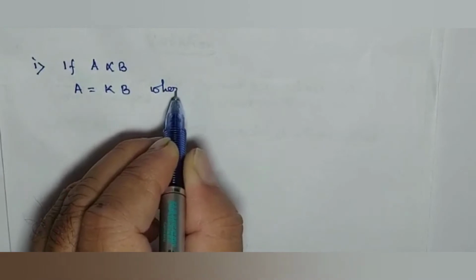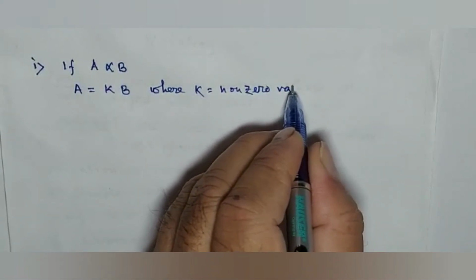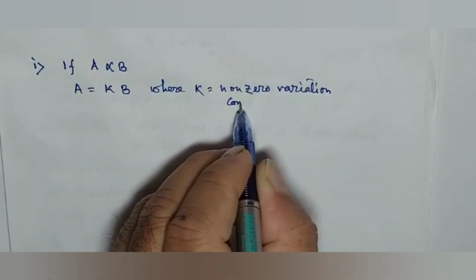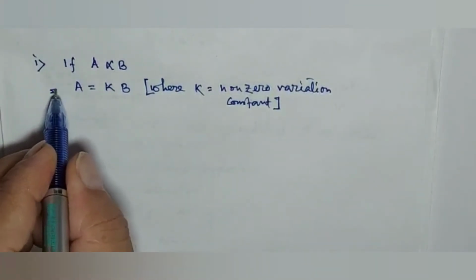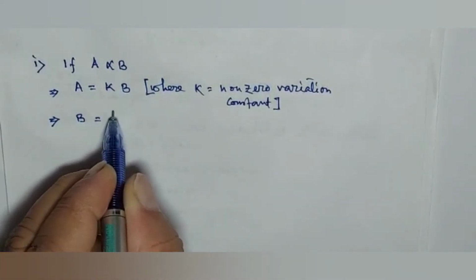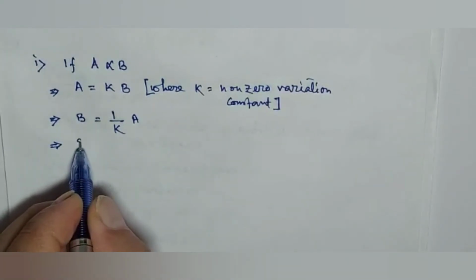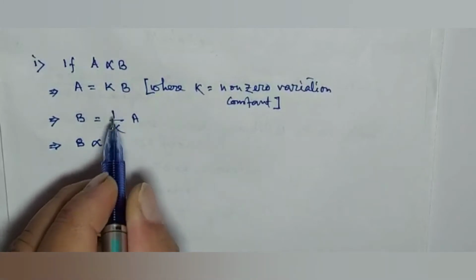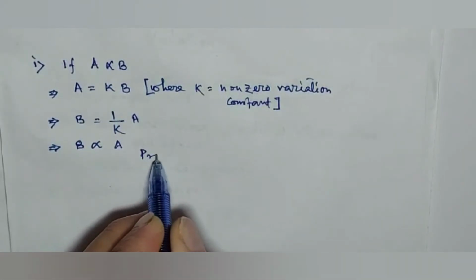Number 1, if A proportional to B, now we can write A is equal to KB, where K is a non-zero variation constant. That is, B is equal to 1 by K A. So we can write B proportional to A, where 1 by K is a non-zero variation constant. So the problem is proved.